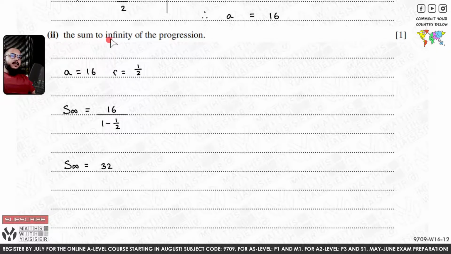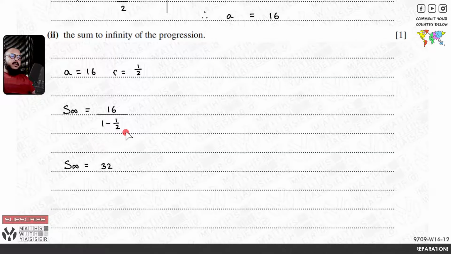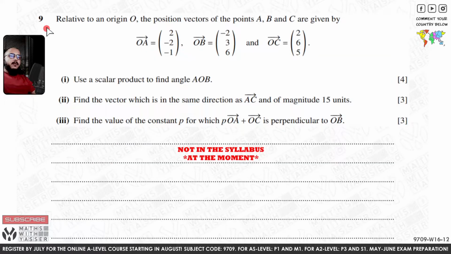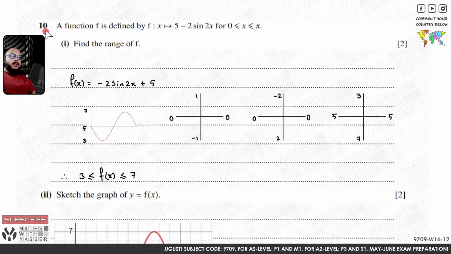Now we have to find the sum to infinity of the progression. So we have already found the value of a, which is 16, and r was half. So sum to infinity, the formula we can use is a over 1 minus r. That gives us 16 over 1 minus half, which is 32. Question number 9 is not in the syllabus at the moment.